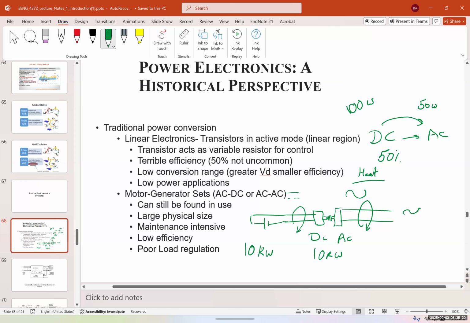So these are very large systems, whereas now you can build the same system in a space the size of your fist, instead of having a large motor and generator. These systems can still be found and used. The problem they have is they are maintenance intensive. Everything that has running parts, you need to change the bearings, you need to change the oil if the bearings need oil, and you're going to have wear and tear on the system as well. Maximum efficiency is around maybe 70-80%, and we have poor load regulation as well.